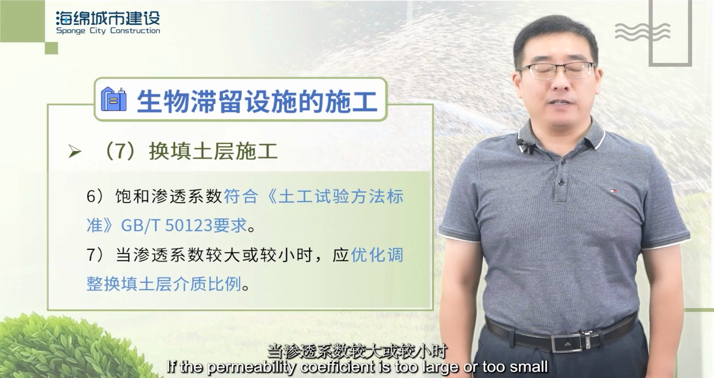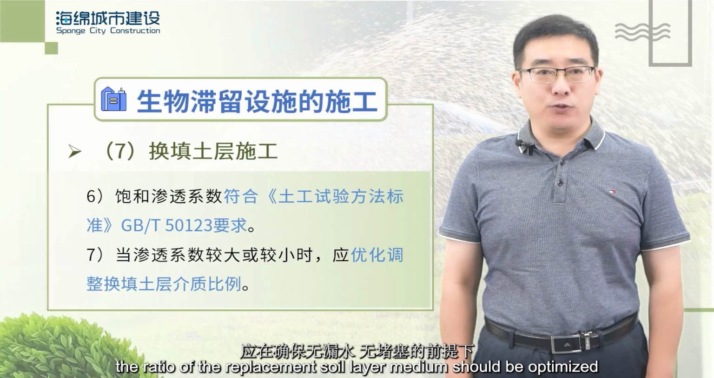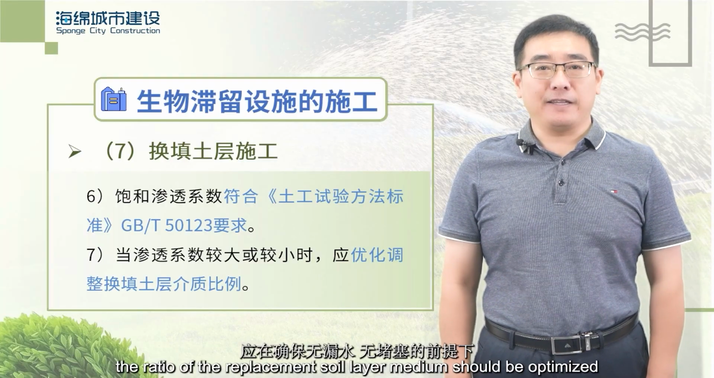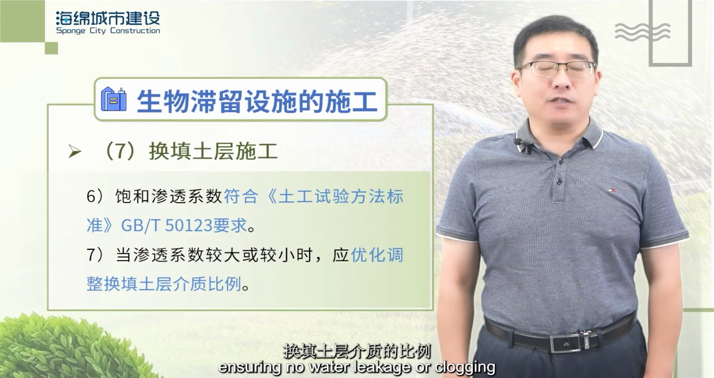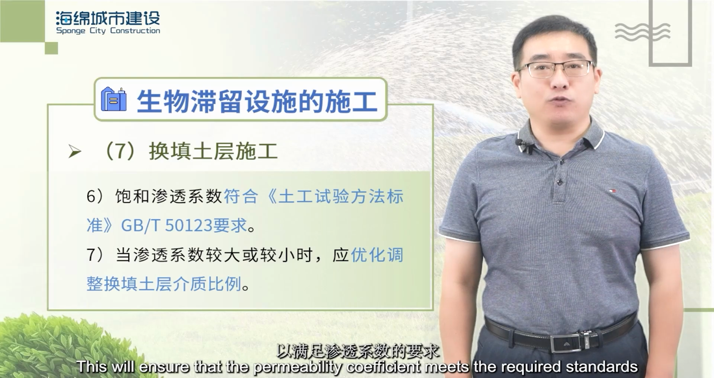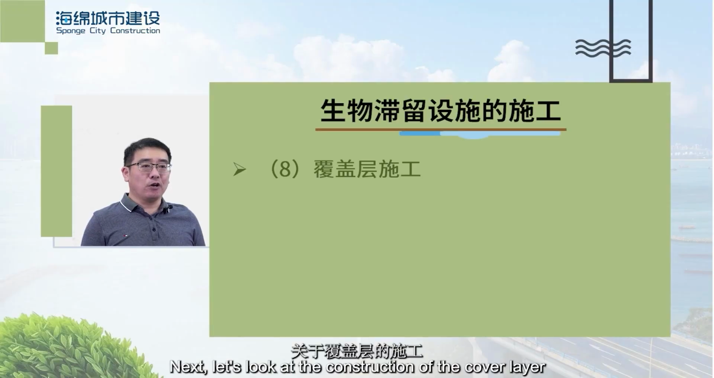If the permeability coefficient is too large or too small, the ratio of the replacement soil layer medium should be optimized to meet the permeability coefficient requirements, ensuring no water leakage or clogging. This will ensure that the permeability coefficient meets the required standards. Next, let's look at the construction of the cover layer.